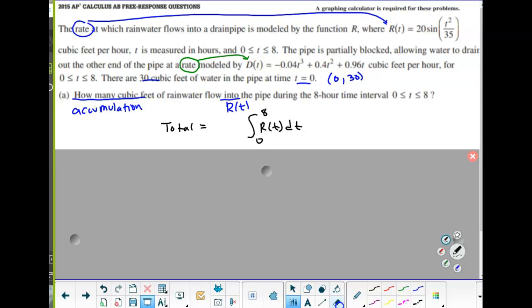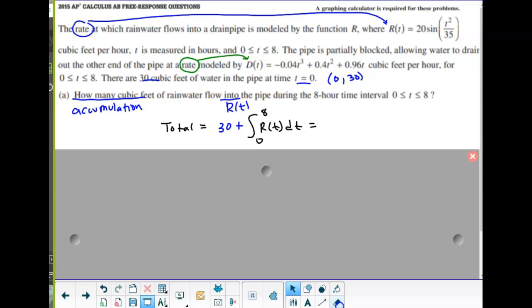But what's the one thing that I forgot here? The start, right? The 30. How much did we have at the start? At time 0, we had 30 to start from. And now it's the exact same thing we just did on the other problem. So we're going to take our R of t. Notice it's a sine function, which is why you have to be in radian mode. And we're going to just do 30 plus the integral from 0 to 8 of R of t.